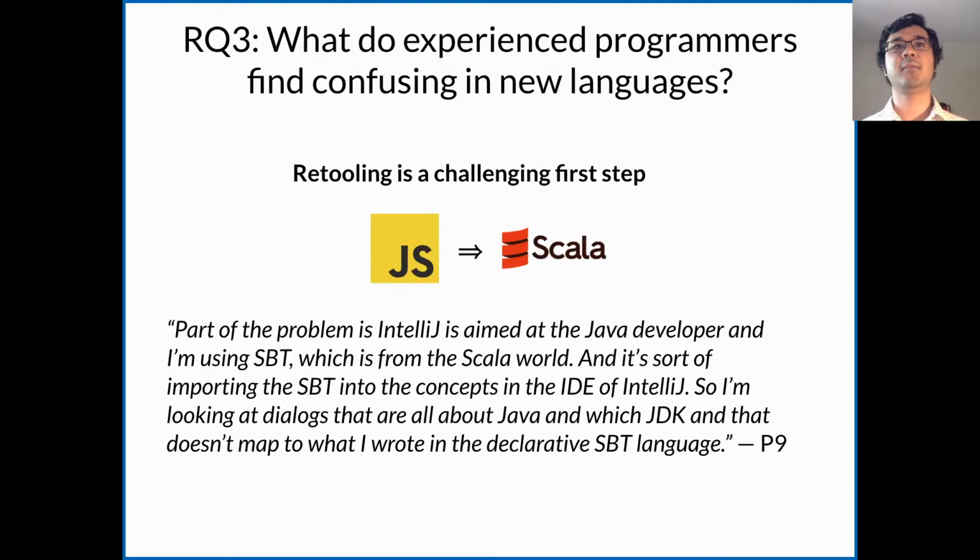And lastly, retooling is a challenging first step. This example is interesting because P9 went from JavaScript to Scala, but they're using IntelliJ to do their Scala work. And they say, part of the problem is IntelliJ is aimed at the Java developer, and I'm using SBT, which is from the Scala world, and sort of importing SBT into the concepts and the IDE of IntelliJ. So I'm looking at dialogues that are all about Java and which JDK, and that doesn't map to what I wrote in the declarative SBT language.